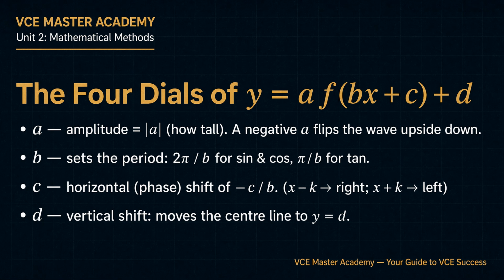The fourth dial is D. This lifts the whole wave up or down, a vertical shift. The middle of the wave, called the center line, moves to y equals d.